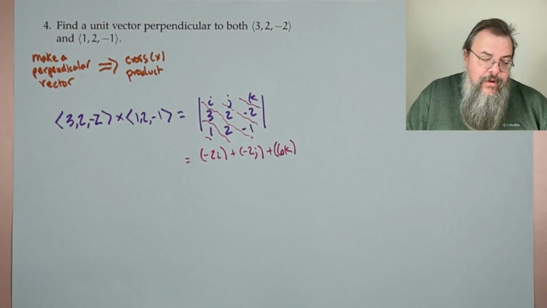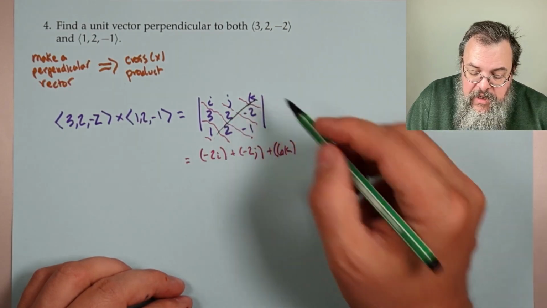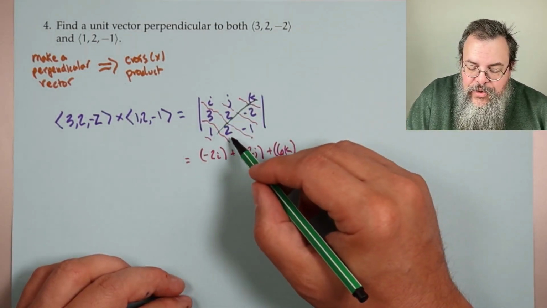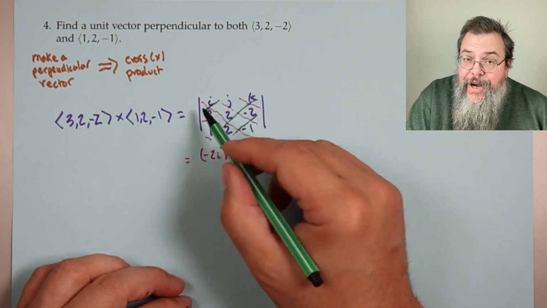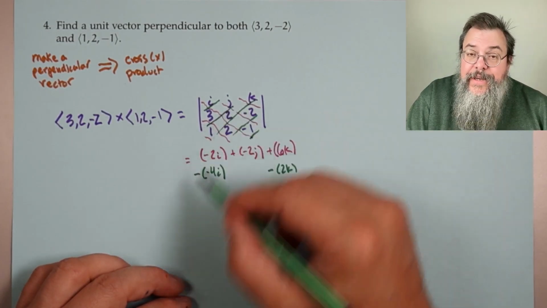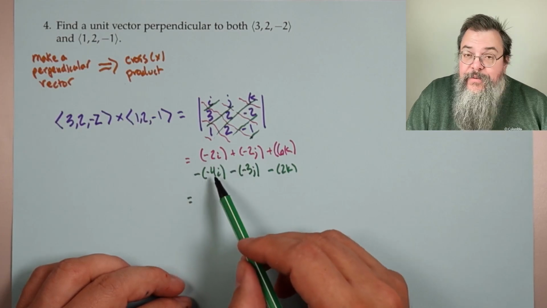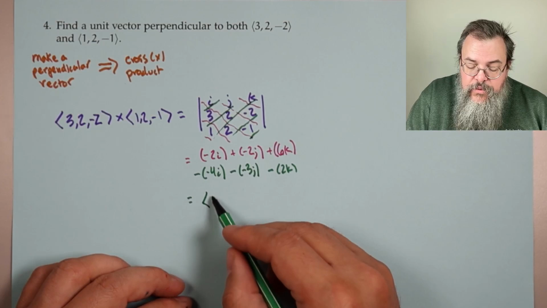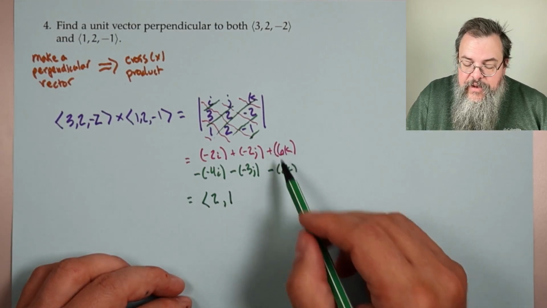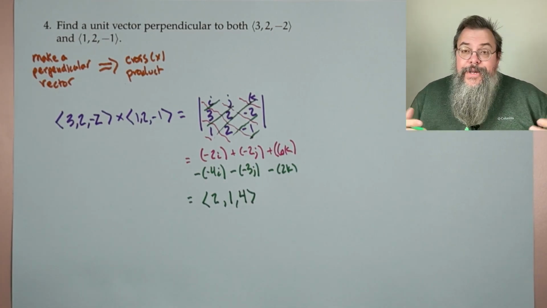Now those are our downhills, but we've also got to do our uphills. 1 times 2 times k, that's 2k, but we subtract. Remember, you add your downs, subtract your ups. 2 times minus 2 times i, that's minus 4i, but we've got to subtract it, so we're going to subtract minus 4i. Minus 1 times 3 times j, that's minus 3j, but again, we're going to subtract it. So we have minus 2 minus minus 4, that's plus 4, which gives us a total of 2i. Then we have minus 2 minus minus 3, that's minus 2 plus 3, that's 1j. Then we have 6 minus 2, and that would be a 4. So we have 2, 1, 4.